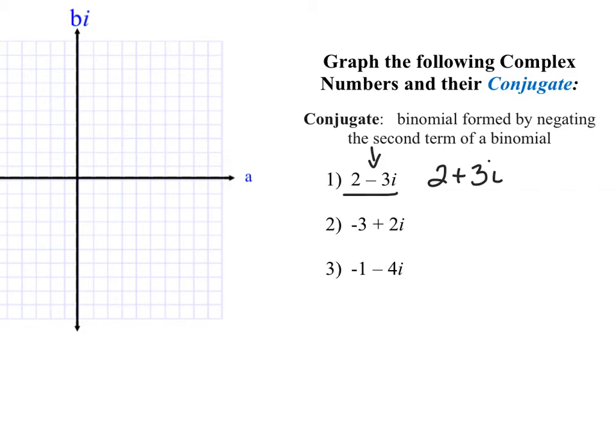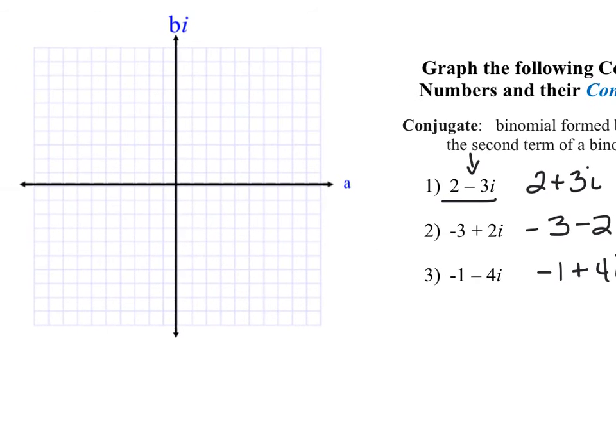This one, you just change the middle sign again. So it's negative 3 minus 2i. And this one, just change the middle sign. There we go. So now to graph these, I'll graph these each in a different color.